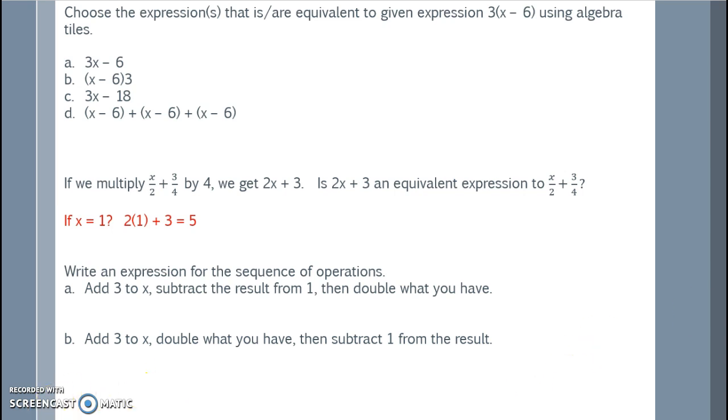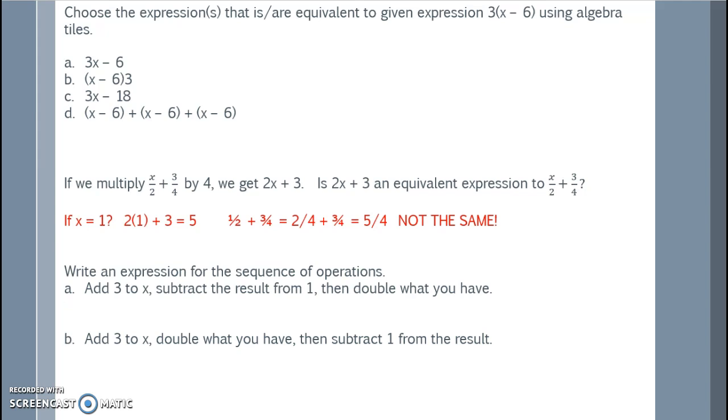And 2 plus 3 is 5. So let's then plug in 1 for the x value with the fractional one. So we'd have 1/2 plus 3/4. We know that is the same as 2/4 plus 3/4, so 5/4 altogether. Notice they're not the same, so they are not equivalent.